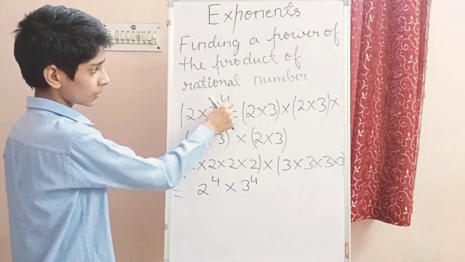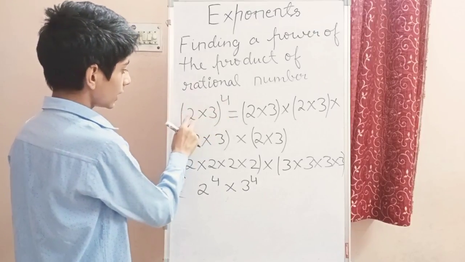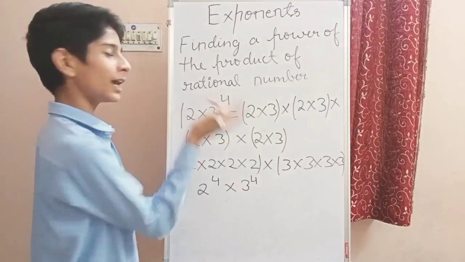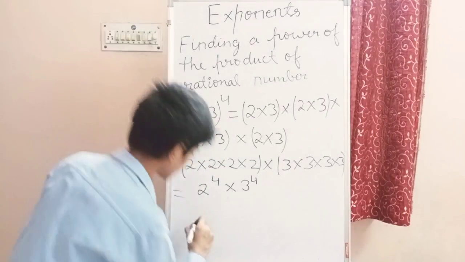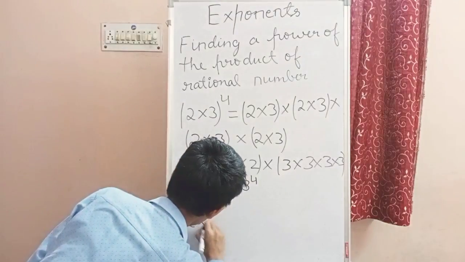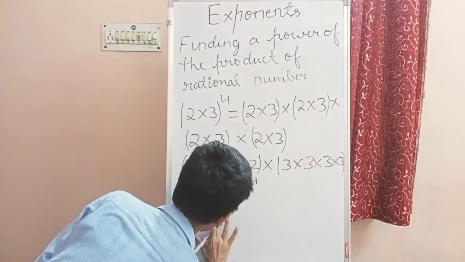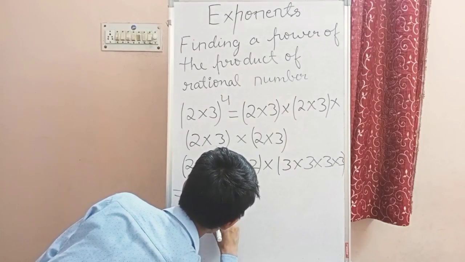It means the power 4 is of the whole. It means power 4 is of 2 also and 3 also. If they are written separately, it means if the power is written like this, 2 into 3 raised to the power 4, then the power 4 will only be of 3.